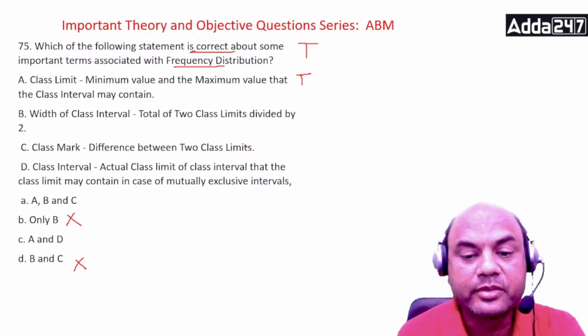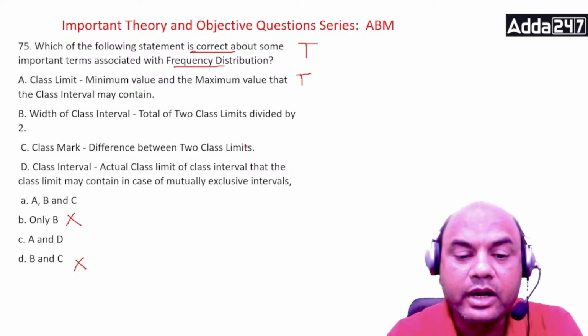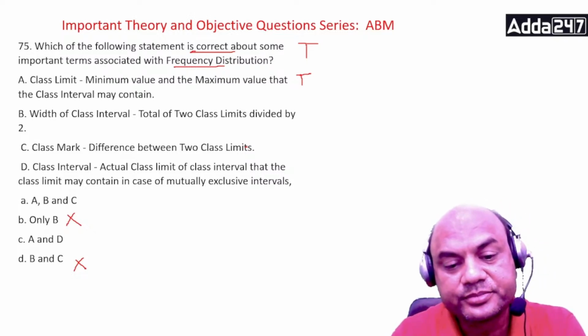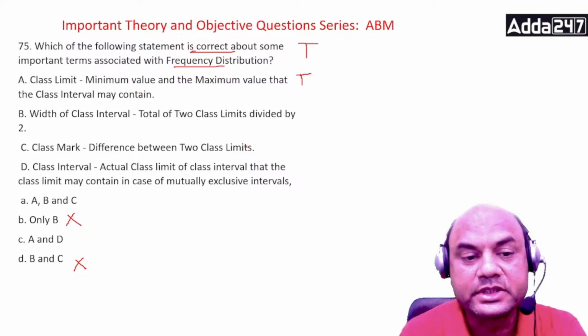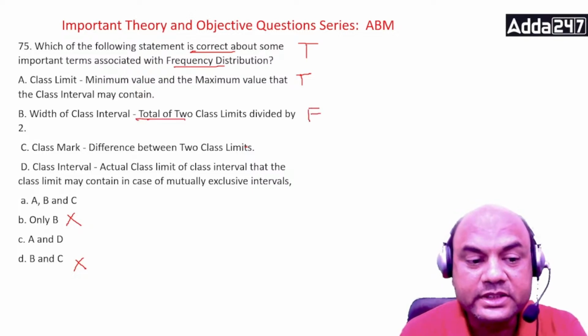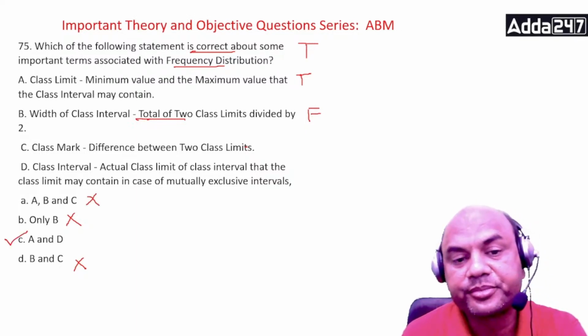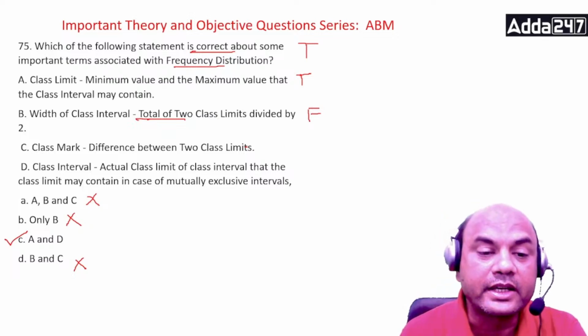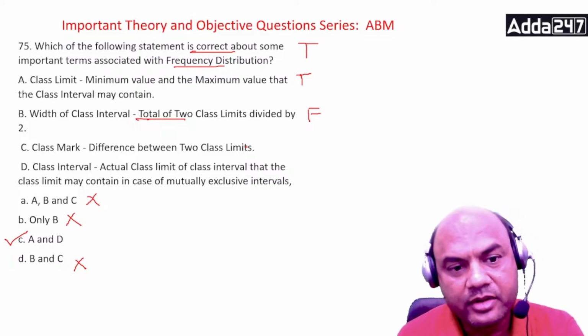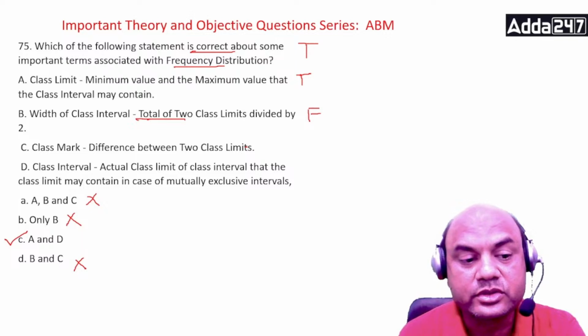Width of the class interval means the difference between the lower and the upper class limits. It's not the total, it's the difference. So this is false, and once this is false, immediately this is out. So your answer is C, A and D. Right? But for that, here you got the answer. Agreed. But you must know the correct definitions also. So A and D are correct.